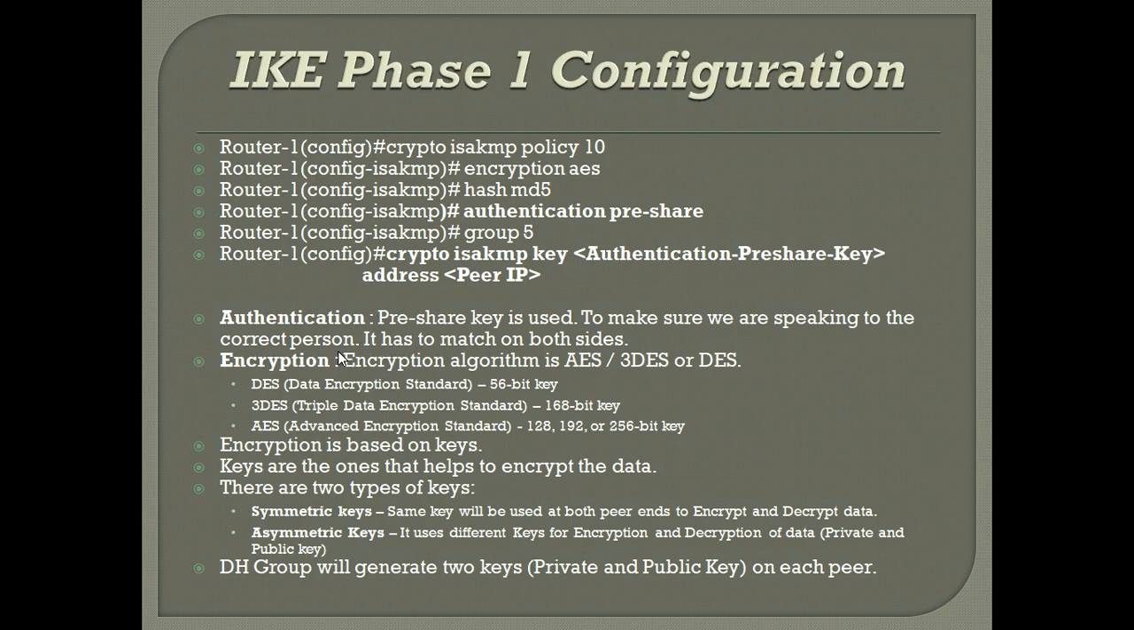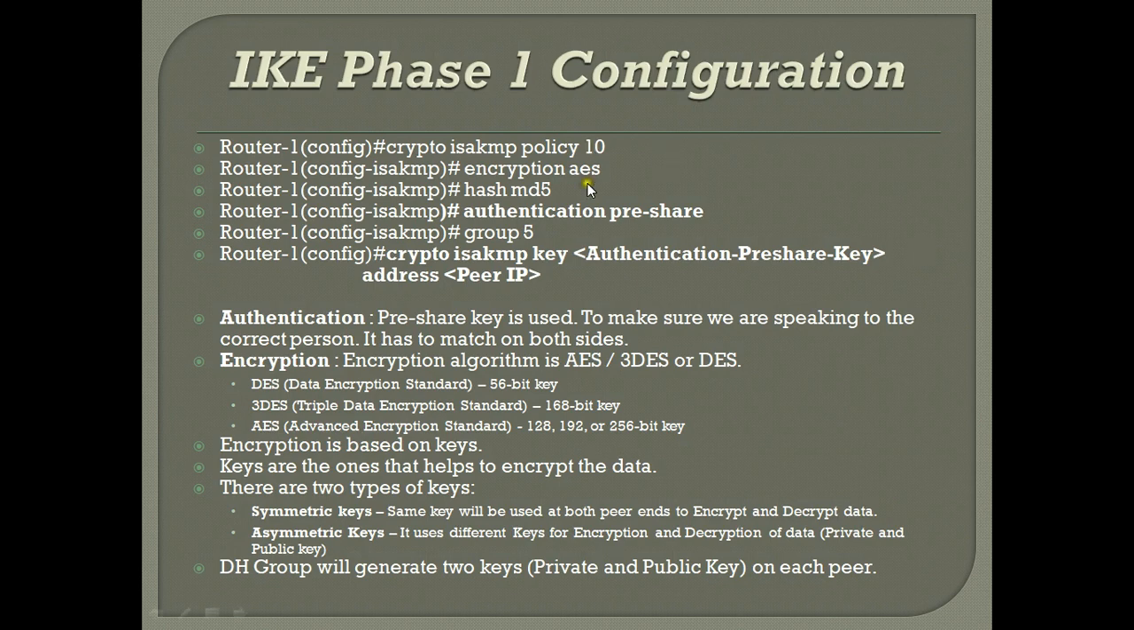Let's get into the configuration part. This is the basic configuration of ISAKMP, that is IKE Phase 1. First, we look into the authentication. Authentication here is pre-share. That is a key that is exchanged between the two ends to make sure the person we are speaking to is the right person. So the key has to be the same at both ends, and the peer IP has to match at the end to whom we are speaking. Once it is confirmed that it's the right person, the authentication process gets completed.